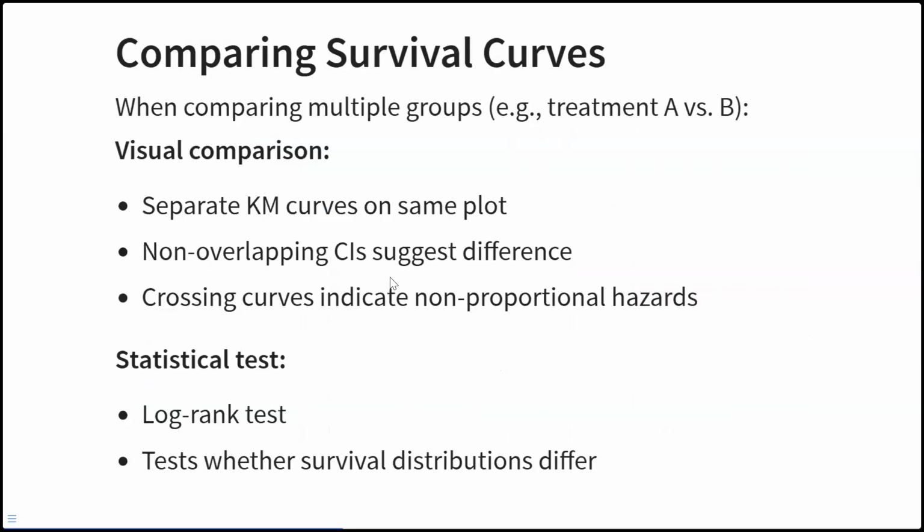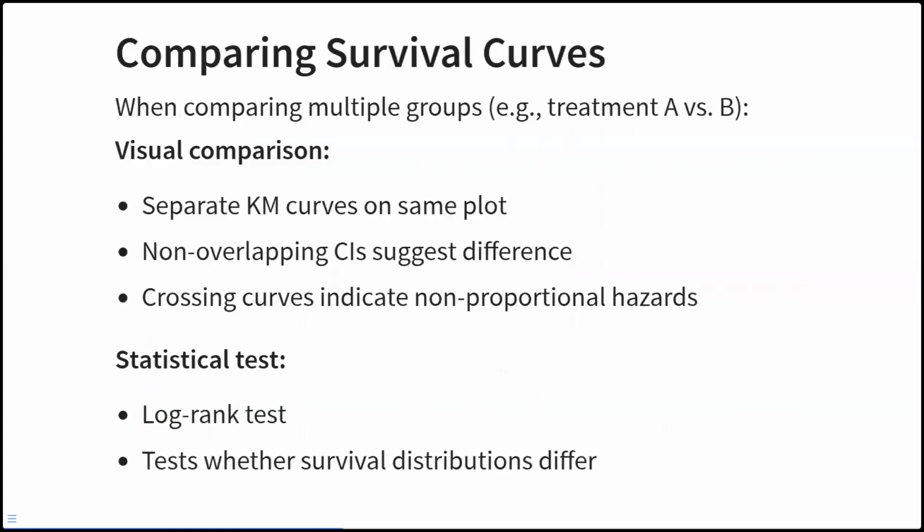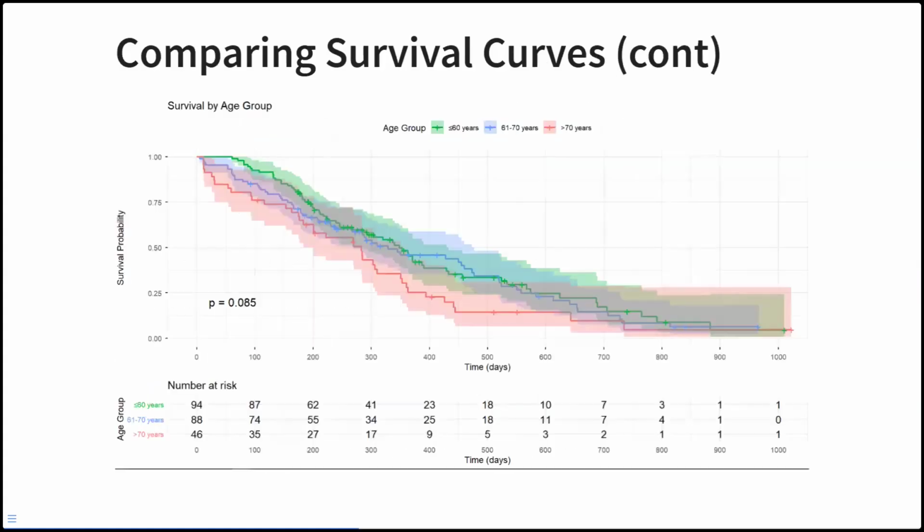So we can also compare survival curves. I just showed you a single survival curve without any covariates. But what if you have covariates? What do you do? This is where you have this kind of curve. Now, I'm comparing the survival by age group. I've broken the patients in that particular data into various groups. We have 3 age groups. We have less than or equal to 60 years, we have 61 to 70 years, and we have greater than or equal to 70 years.